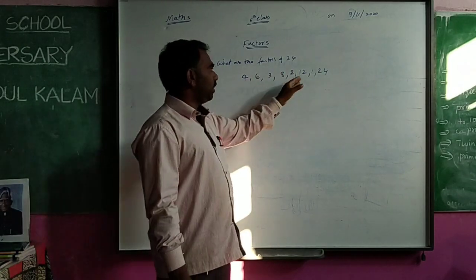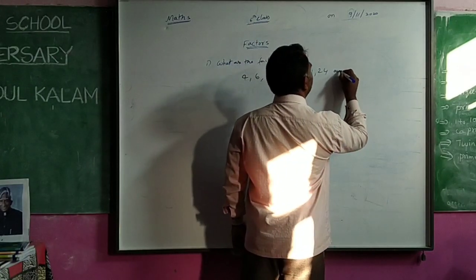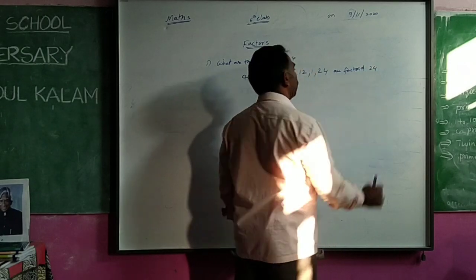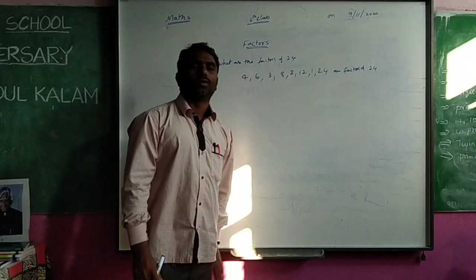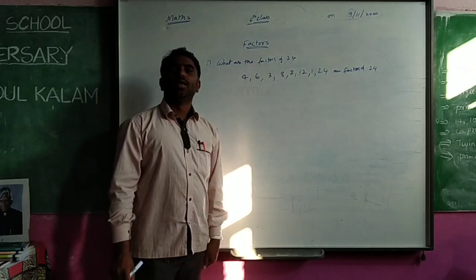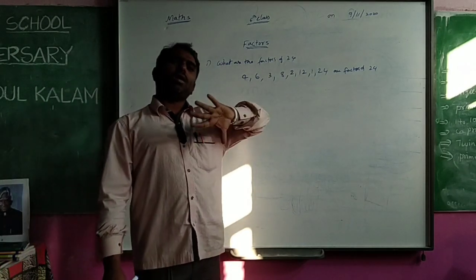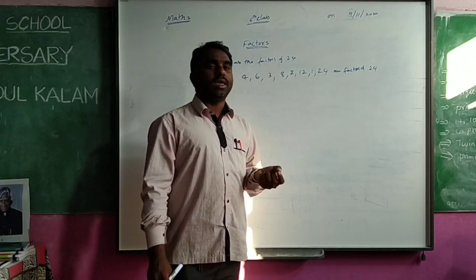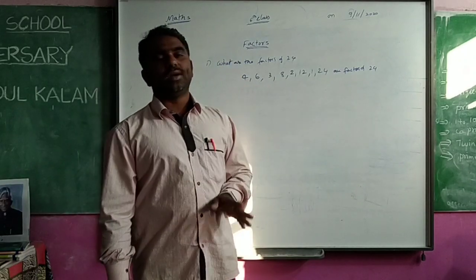These numbers are all the factors of 24. This is the way of finding all the factors of 24. But here what will happen? Maybe you miss something. If you want to write all the factors without missing, then I will tell you one method that will be very, very easy to understand.